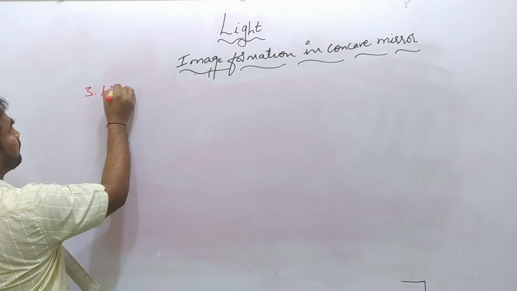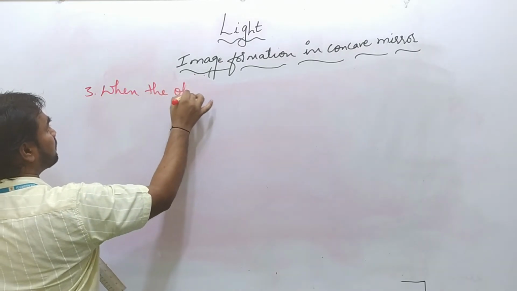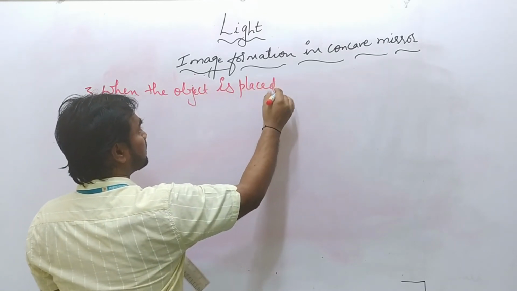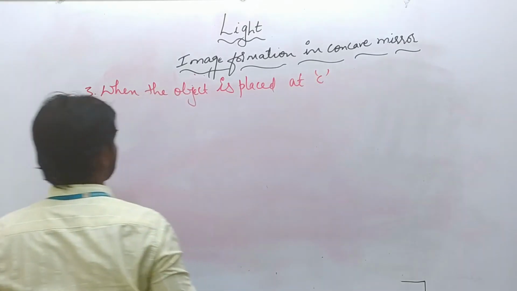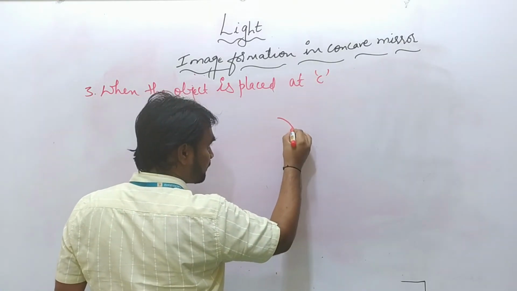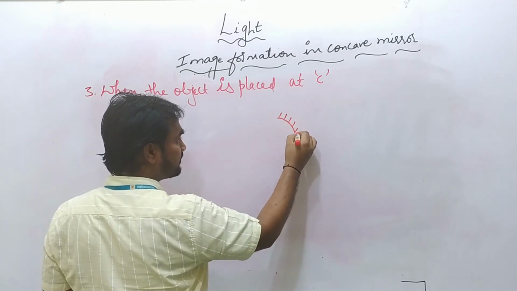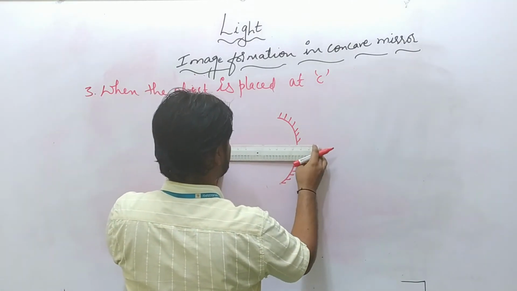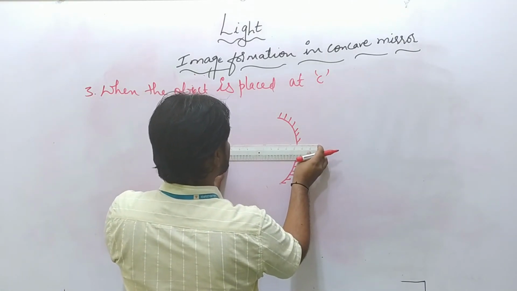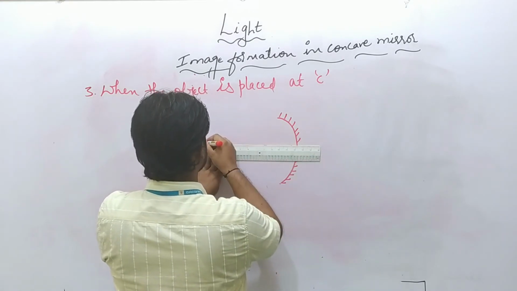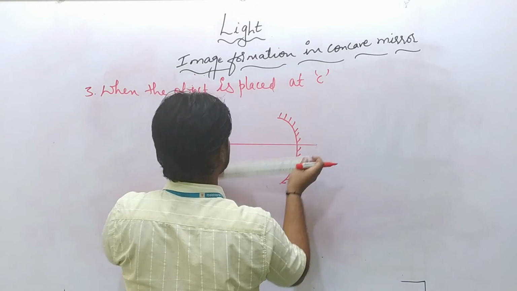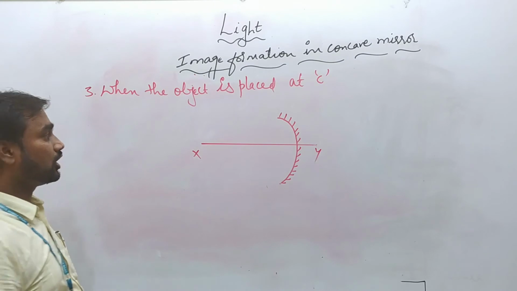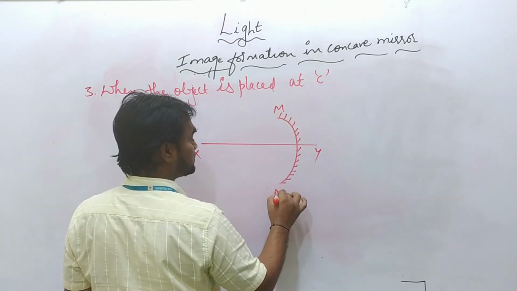So third one, when the object is placed at C, center of curvature. Again, I am going to draw a concave mirror whose reflecting surface is bent inwards, or curved inwards. Every time I am repeating the definition of the concave mirror so that it would be easy for you to understand. As and when you see this video, you will be thorough in defining the concave mirror. And this M dash is the aperture.